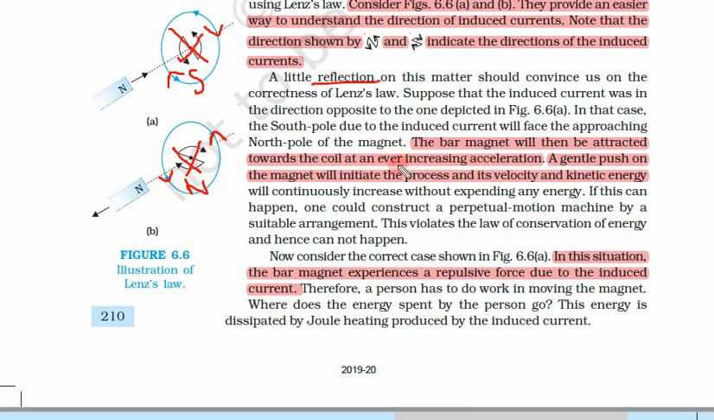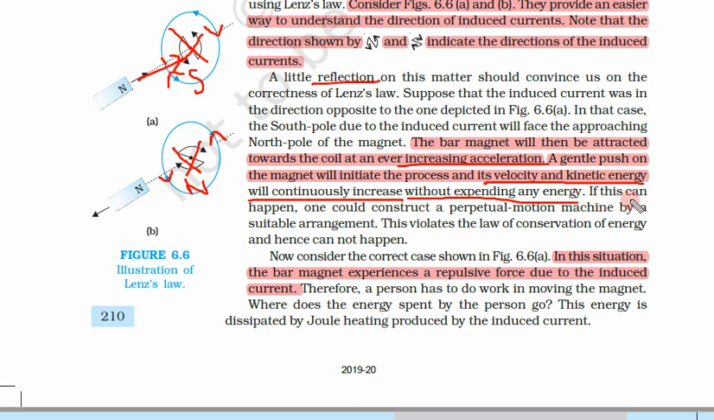So acceleration will ever increase. So it will keep on going this side. A gentle push on the magnet will initiate the process and its velocity and kinetic energy will continuously increase, because as the distance is reduced, the magnet will attract with more power, so velocity is further increased, then further distance reduced, further power increased. So what will happen? Velocity and kinetic energy will continuously increase without expending any energy, which is not possible, because for energy we have to do some work. Here we are not doing any work, still energy is increasing.